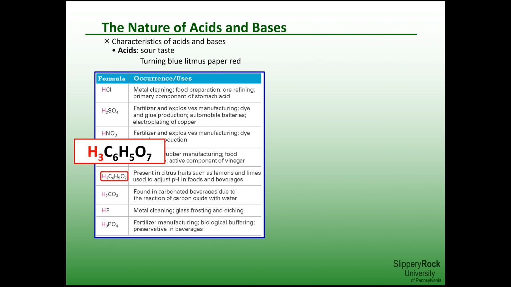Citric acid has 3 acidic hydrogens, meaning it is a triprotic acid. Note that the additional 5 hydrogens in its formula are not acidic.